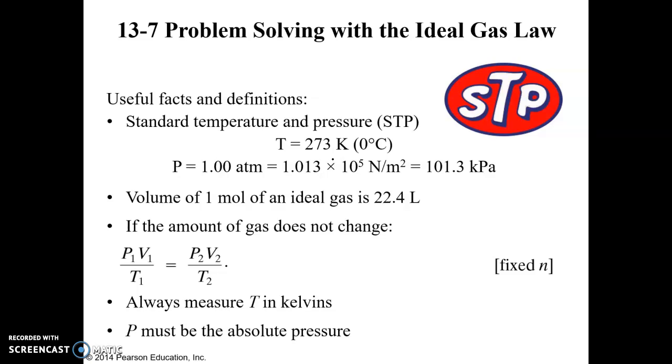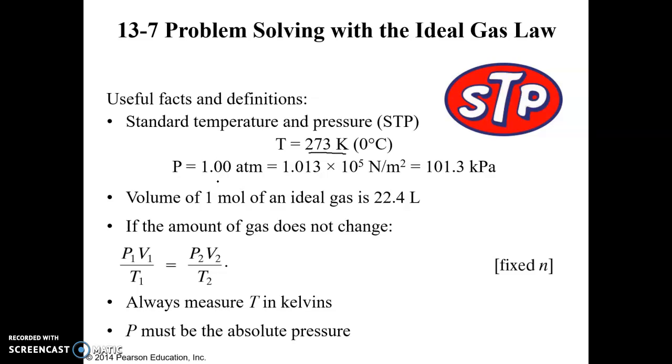So when dealing with some of these ideal gas law problems, it's common to establish that the conditions are at STP, standard temperature and pressure. So what does that mean? Well, first of all, the standard temperature is 273 Kelvin. So we need to remember that when dealing with the ideal gas law, it's based on Kelvin. So the temperature should always be in Kelvin.